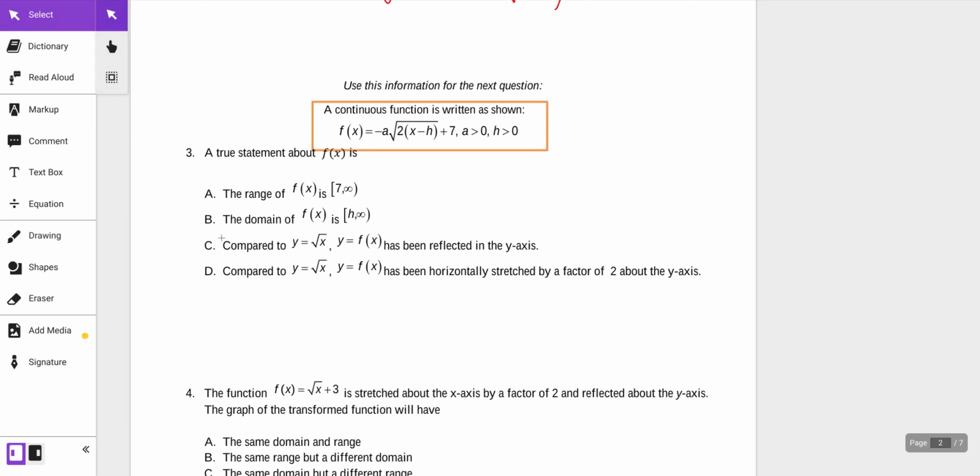Cool. Number 3. A continuous function is written as shown. f of x equals negative a root 2x minus h plus 7, where a is greater than 0 and h is greater than 0. That's telling you that both those values are positive.